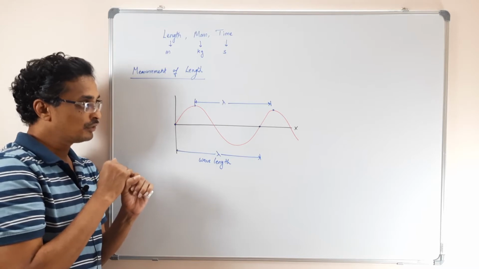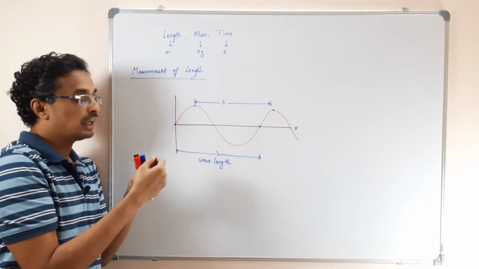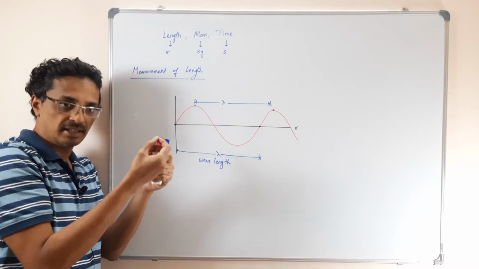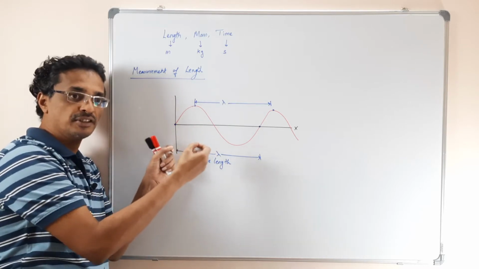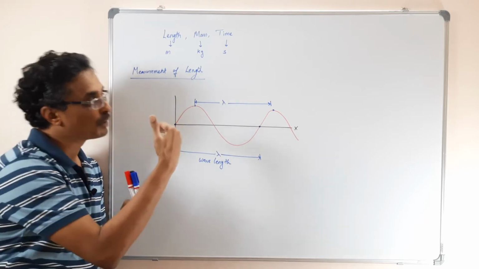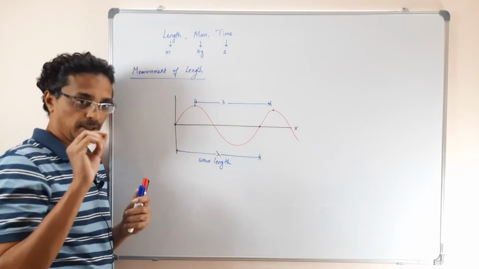So what they say is, they have to define one particular light, and I have to define my meter with respect to that wavelength. So what the people used in 1960 is the krypton atom.